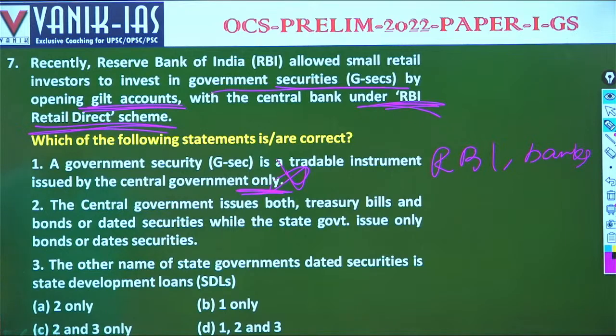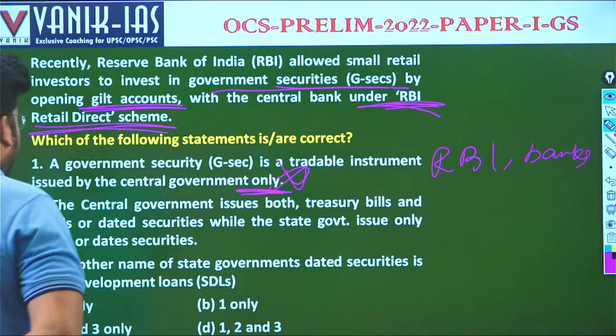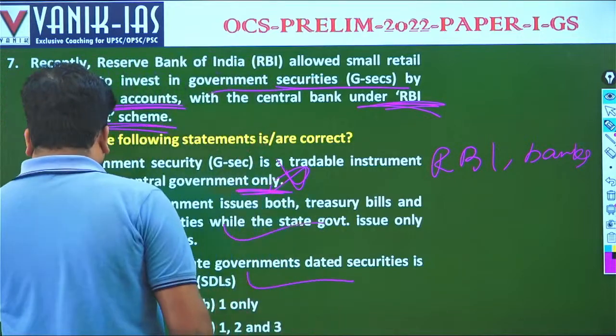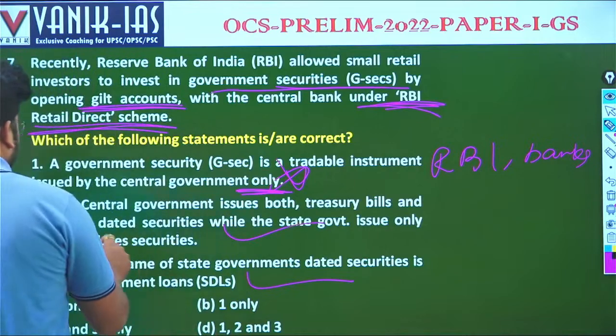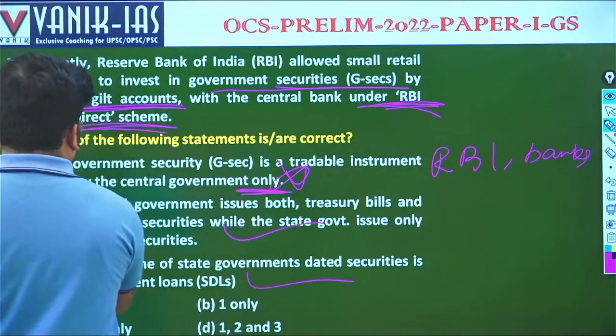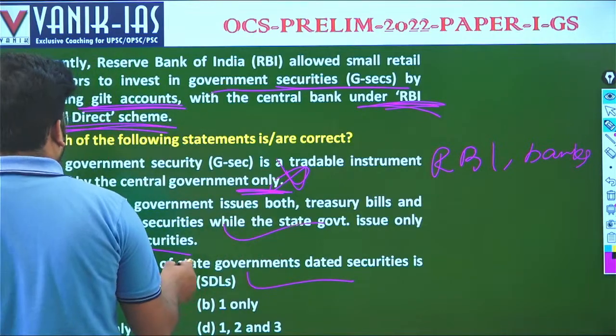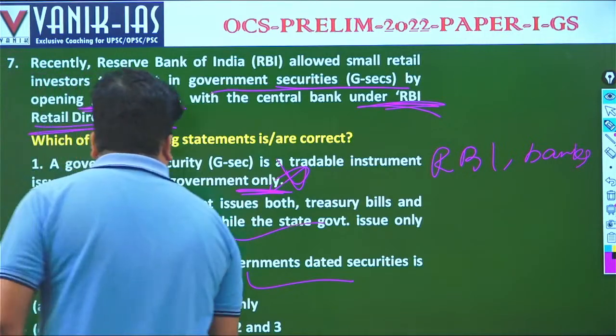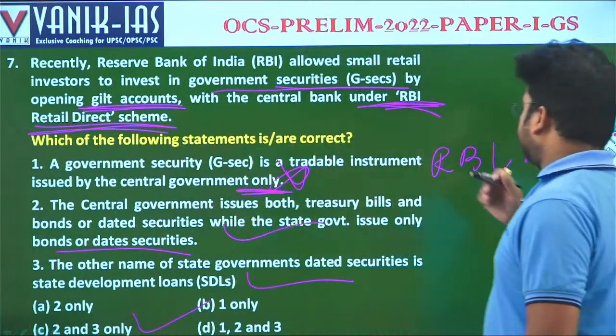The other name of state government dated securities is state development loans, SDLs. Yes, these 2 and 3 both are right. Only one statement is wrong. State government only issue bonds and dated securities, and central government can issue treasury bills, bonds and dated securities. So 2 and 3 options are right. Only statement 1 is wrong, right?